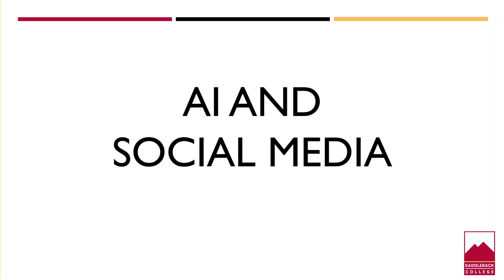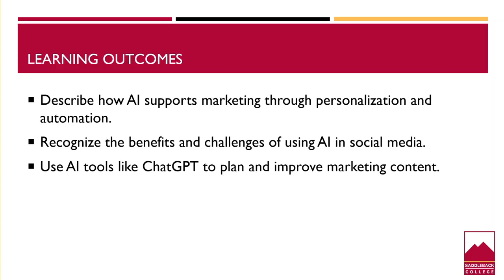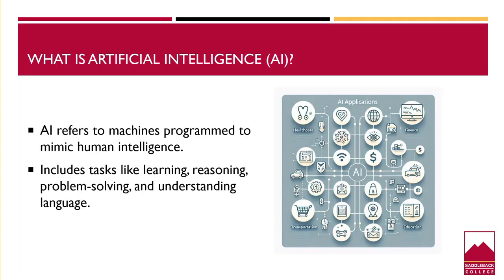The learning outcomes for this topic are to describe how AI supports marketing through personalization and automation, recognize the benefits and challenges of using AI in social media, and use AI tools like ChatGPT to plan and improve marketing content. AI refers to machines programmed to mimic human intelligence. It includes tasks like learning, reasoning, problem solving, and understanding language. I actually made this graphic in AI. I got this graphic from using AI as well.